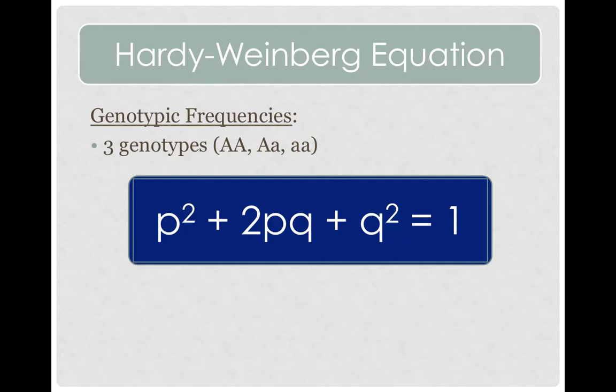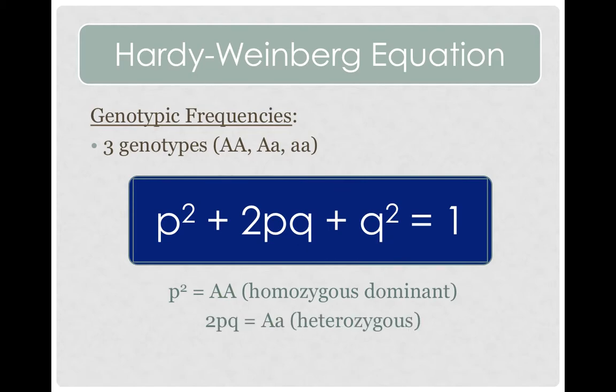So P squared, which you see here, represents the capital A capital A genotype. Q squared represents the lowercase a lowercase a genotype. And 2PQ represents the capital A, lowercase a genotype. This is the details I just went through.